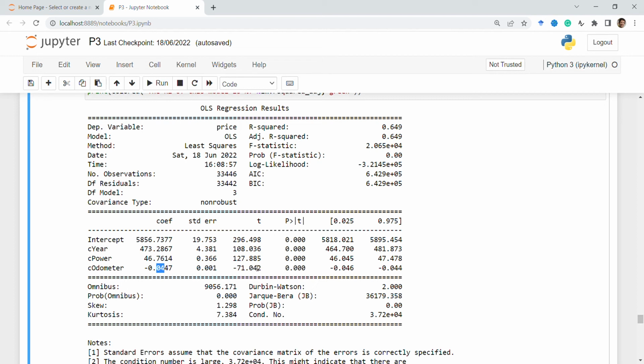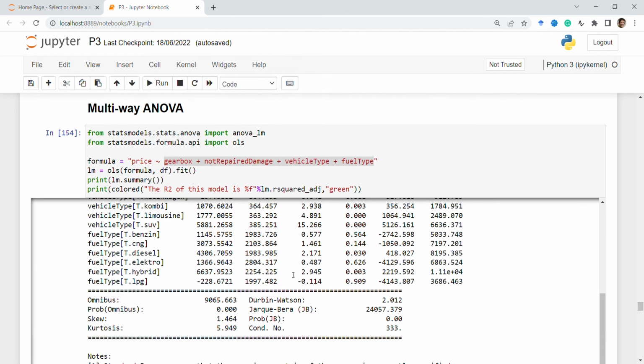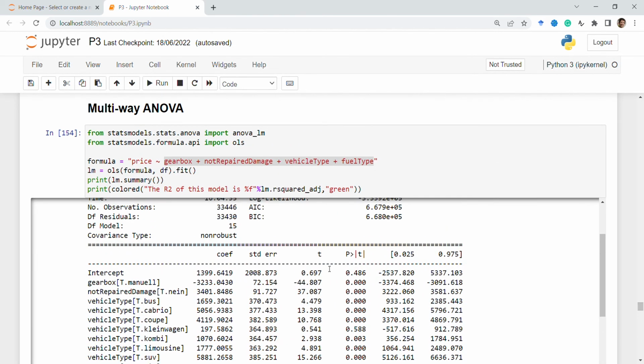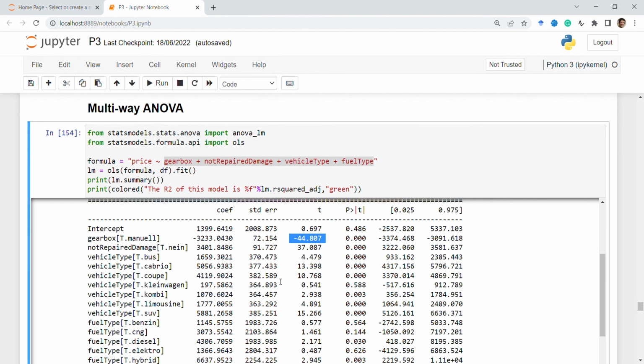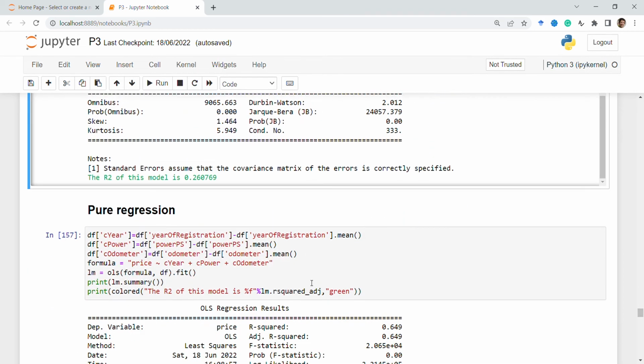So all of these effects are significant, and the T values, you see that they are much bigger than the ones that we had before. So we have 300, 100, minus 71. We can compare to this. Minus 71 is already much bigger than the biggest value that we had before with the gearbox.